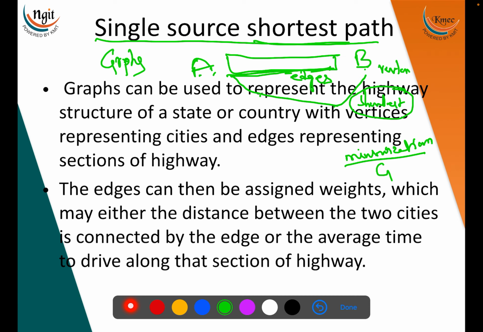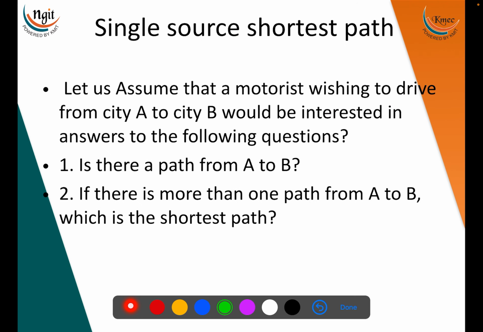This shortest path is not via all the vertices in between; we are going to take only the single source. That is what the basic problem is, right? Now, let's understand this with an example.